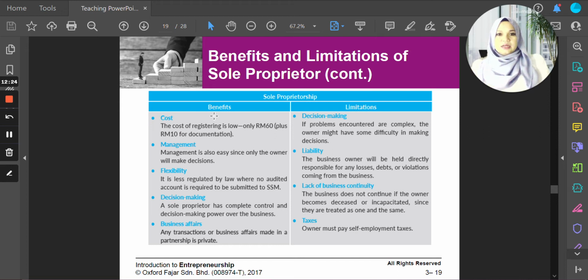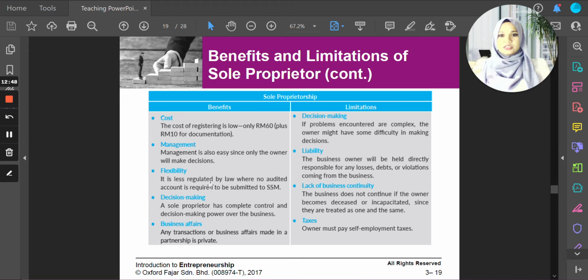Another benefit is in terms of cost. The cost of registration is very cheap, which is 60 ringgit, plus 10 ringgit for documentation. With 70 ringgit, you can actually open up a sole proprietorship. And in terms of management, it is also easy because you are the only person who will make all the decisions for your business. So you don't have any conflicts with partners, right?